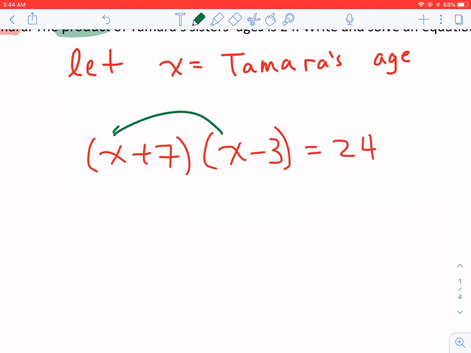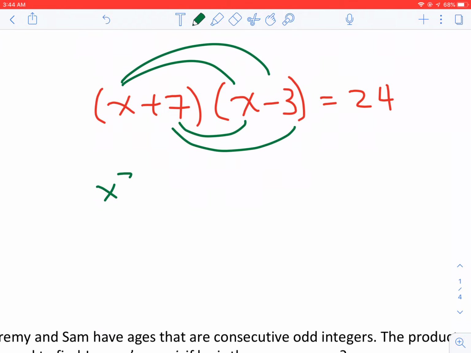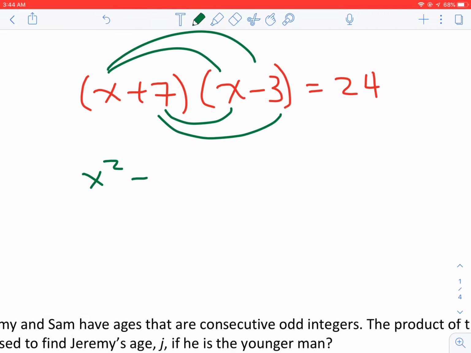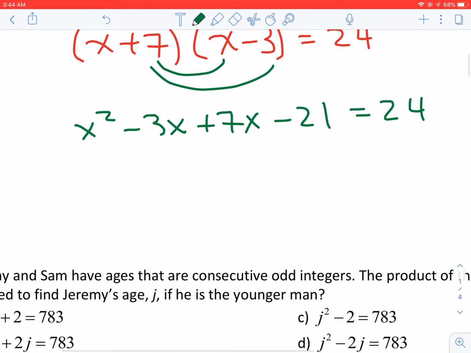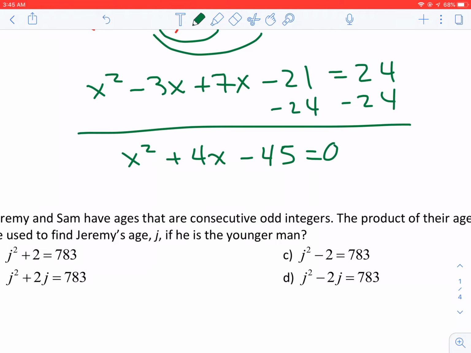So I'm going to double distribute, FOIL, whatever you want to call it. We're going to get x squared minus 3x plus 7x minus 21 equals 24. I'm going to bring this 24 over, minus 24 on both sides. Combining these two like terms, we get x squared plus 4x minus 45 equals 0. And I think I can solve this now by factoring.